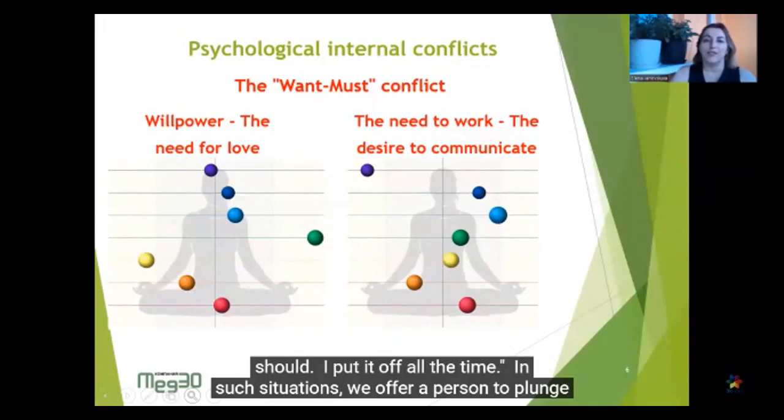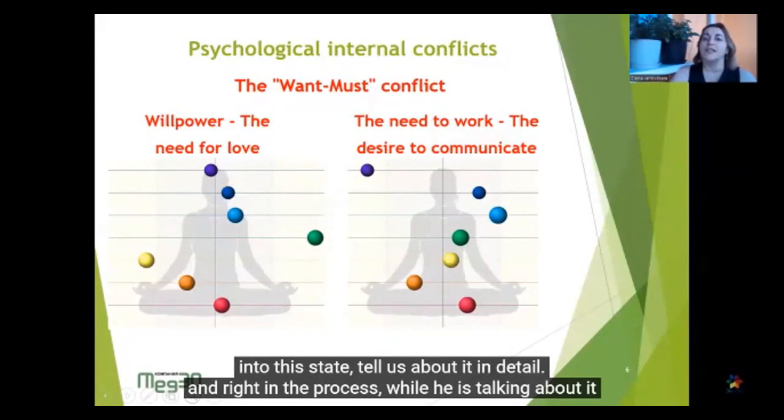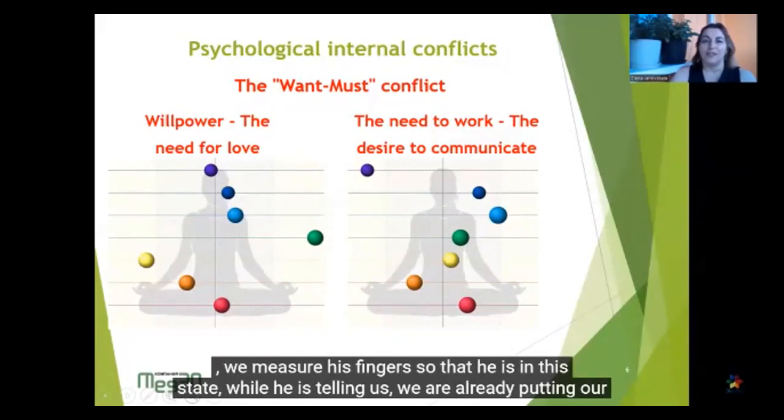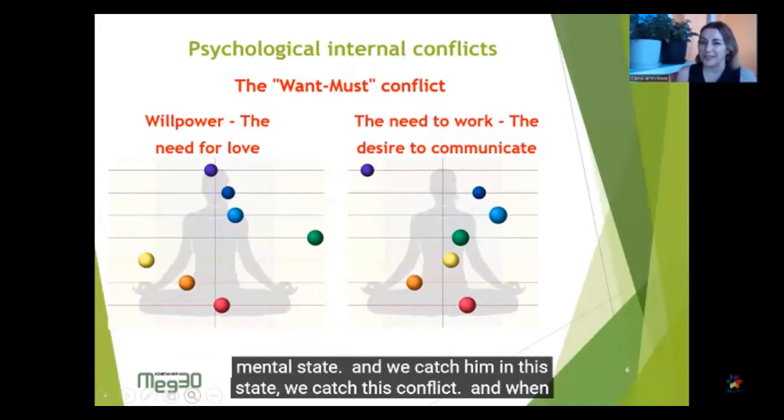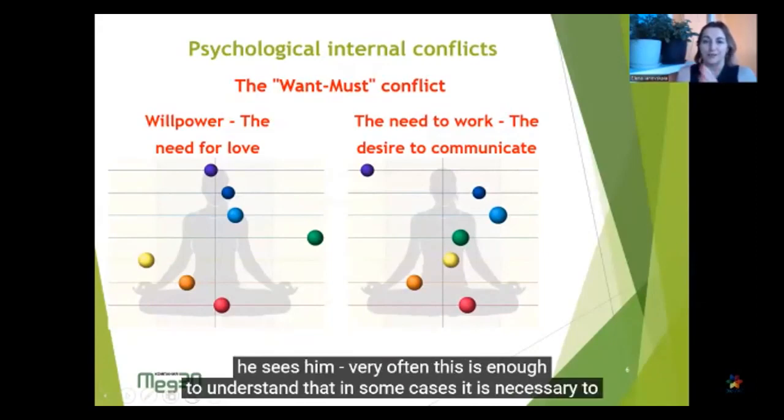In such situations, we offer a person to concentrate on these states and tell us about it in detail. And right during the process, we capture the fingers while the person is in this state. While the person is still talking about their emotional and mental state, we catch this state, we capture the fingers, and we catch the conflict.